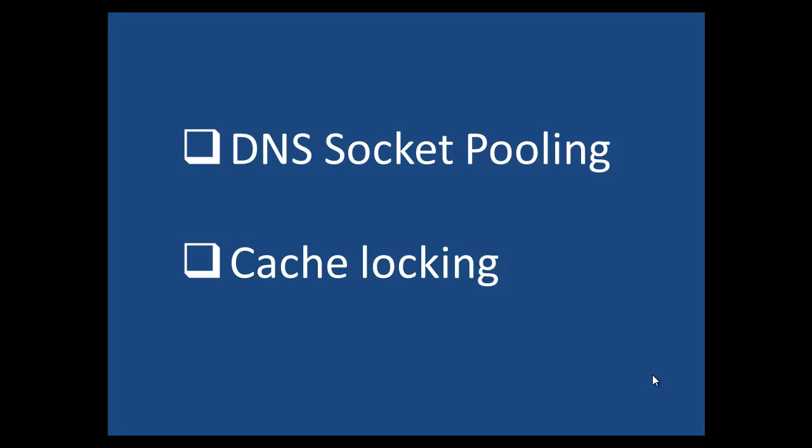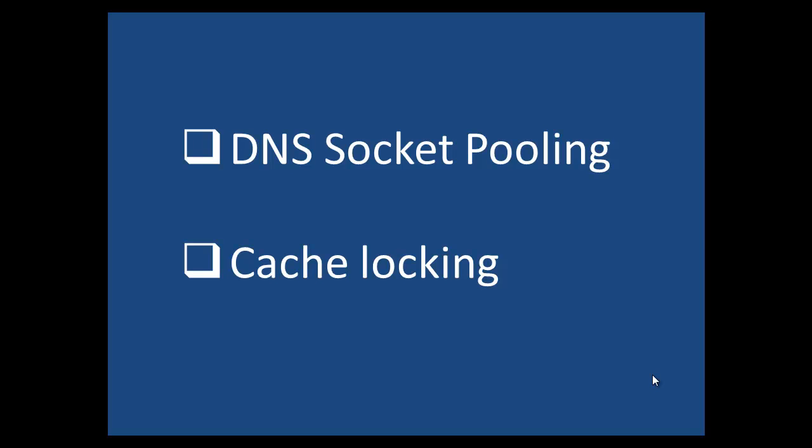In our last session, we talked about securing DNS data using DNSSEC. We want to look at two more options of securing DNS data. One is called DNS socket pooling, and the other is called cache locking. We want to begin by talking about DNS socket pooling.